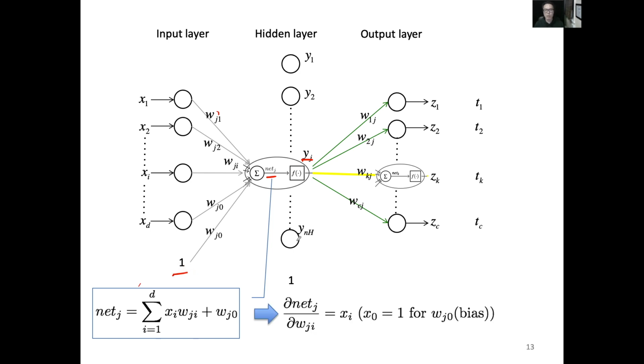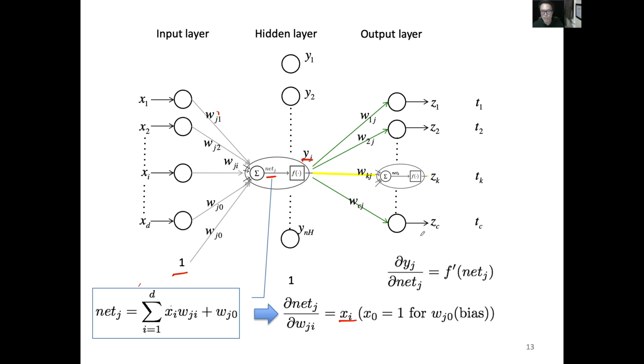So partial net j, partial wji is a partial derivative, and all other connection weights and x are considered to be constants. So when you do the derivative, this one will give you xi. So this is partial net j, partial wji, and now we are going to consider another term shown in the previous slide, that is partial yj with respect to net j. So this is yj, and this is net j.